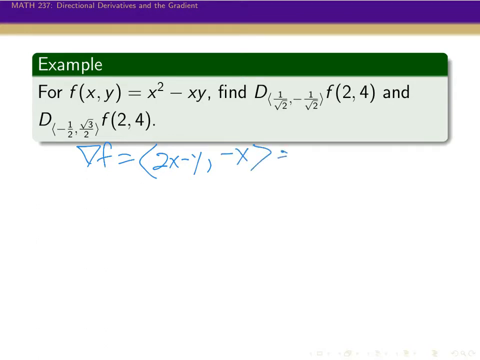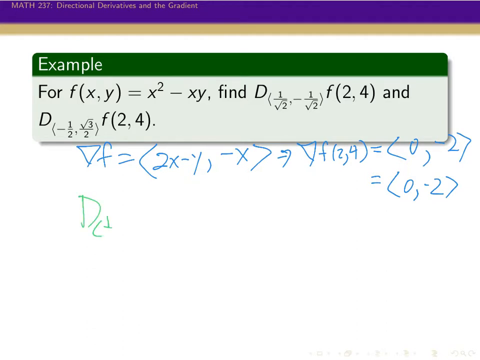And so when we plug in 2 and 4 into this, I'm going to have 4 minus 4 is 0, and then the y component is going to be minus 2. Let me write it so you can see it clearly: 0, minus 2. That's going to make things pretty easy to do these directional derivatives. It's actually going to take me longer to write them down than it is to figure out what they are.